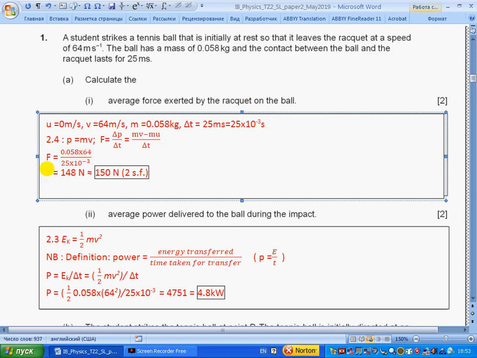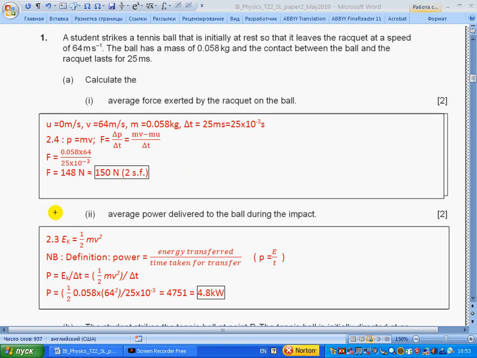Section 2.4 of the booklet gives us the following formulas. Momentum equals mass times velocity. Force equals change of momentum divided by time, which is mv minus mu divided by delta t. Substituting the known values, we get the force to two significant figures. It will be 150 newtons.